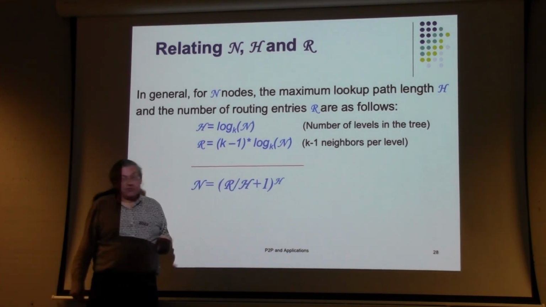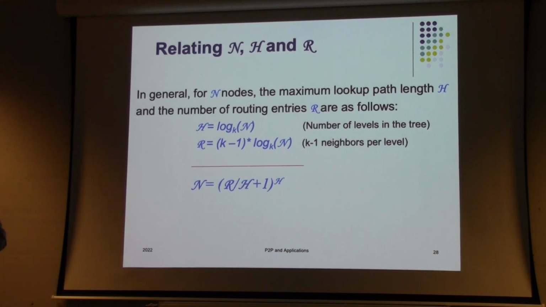It's this funny exponential. Okay? So this is just to show you, but the intuition is that routing table and hops are kind of inverse.